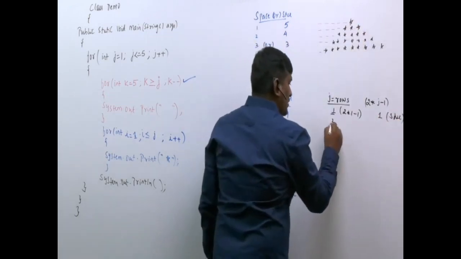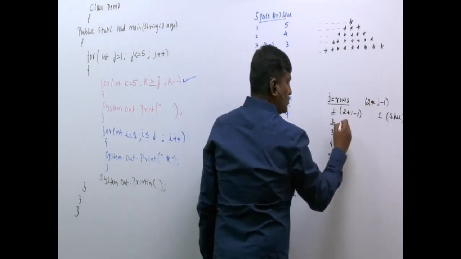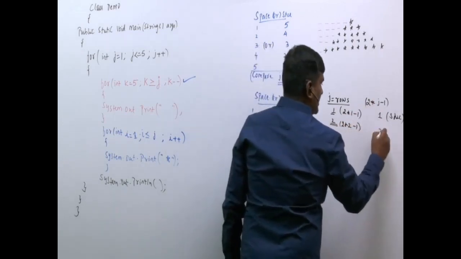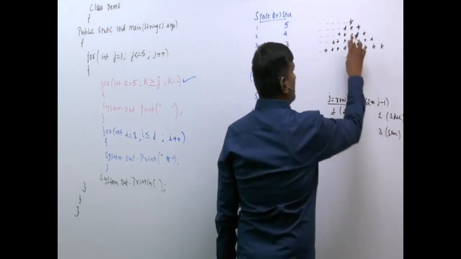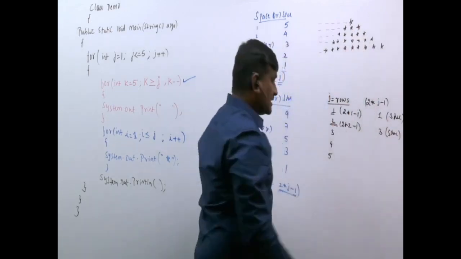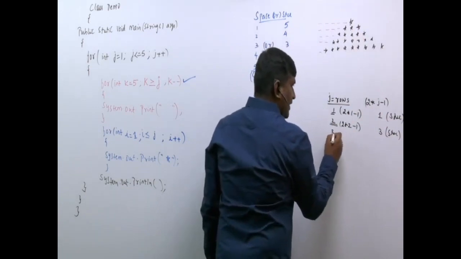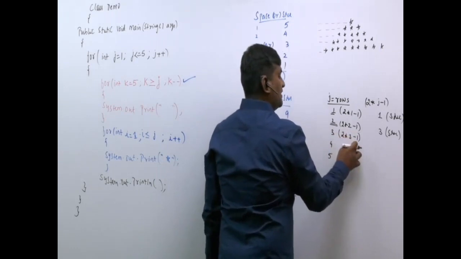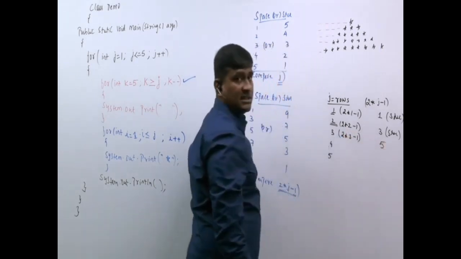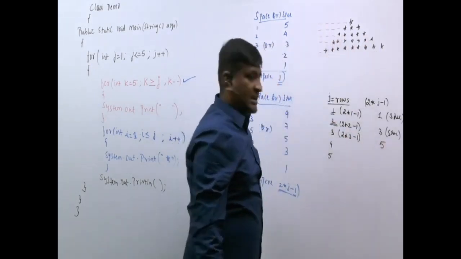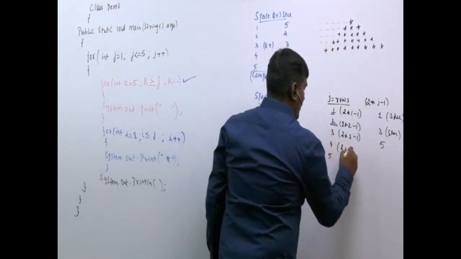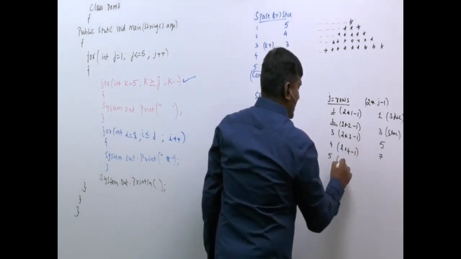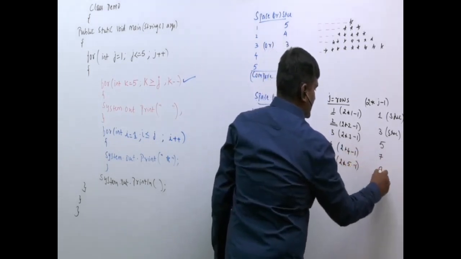Next, here the row count is 2, means in the second row, so j value becomes 2. So 2 star 2 minus 1. 2 2s are 4. 4 minus 1 is how much? 3. So in the second row, you have 3 stars. Next, third row, that is for j equal to 3. 2 star 3 minus 1. 3 2s are 6. 6 minus 1 is how much? 5. So you will have 5 stars in the third row. Next, 2 star 4 minus 1. So 2 4s are 8, minus 1, it is 7. Similarly, 2 star 5 minus 1, it is 9.